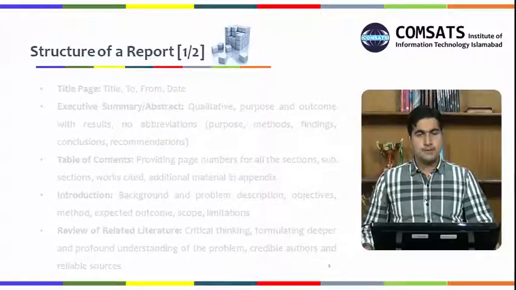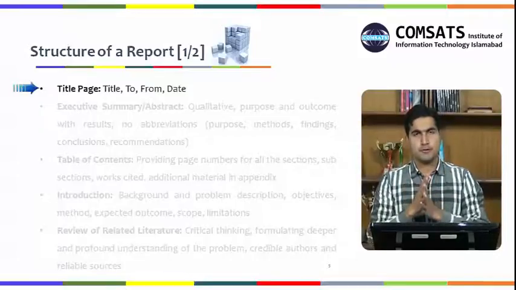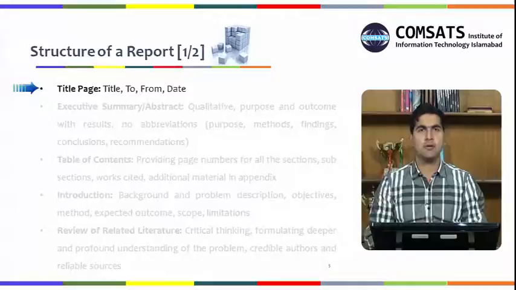Then if you move ahead, this is basically the way you have to structure it. We talked about it, especially within the initial lectures. It all begins with a title page.